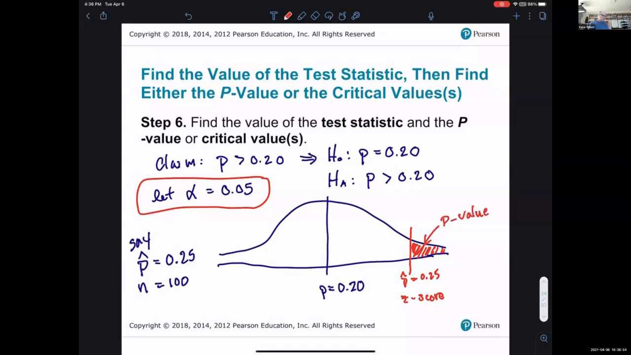Again, the p-value is the likelihood that I would get a sample as high as a proportion of 25% with 100 people sampled, or higher just by random chance. What is the likelihood if the proportion really was 20? That's my assumption. Well, what's the likelihood I could get a sample like that? Well, that will be how much area is at that level or higher in my distribution. That's the p-value. The z-score for that p-value is the test statistic.